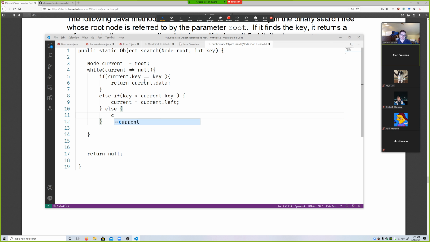Otherwise it's bigger, so current is equal to current dot right. And so that's how you do it without recursion. Which isn't that complicated. It's just a real pain to do if you're trying to do a balanced binary search tree and make it.